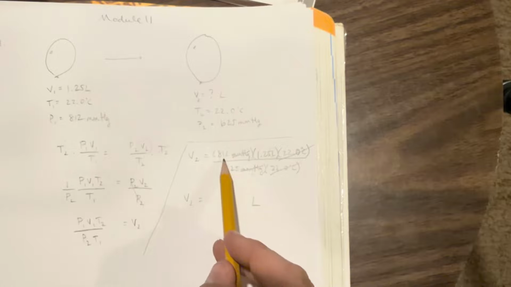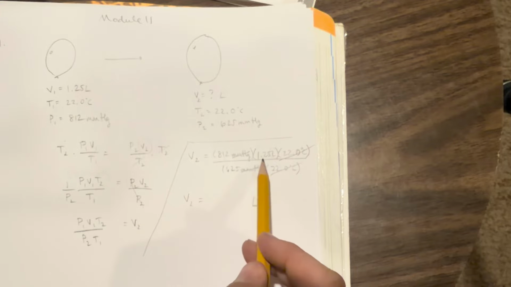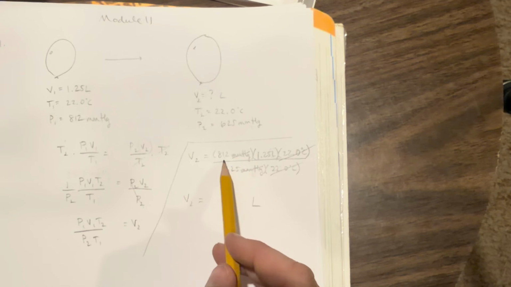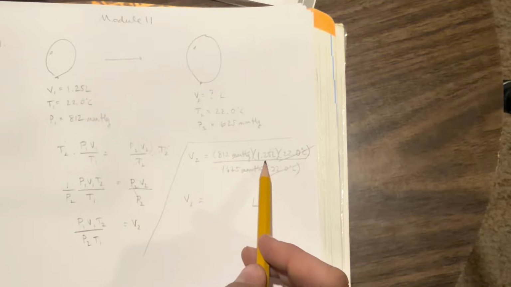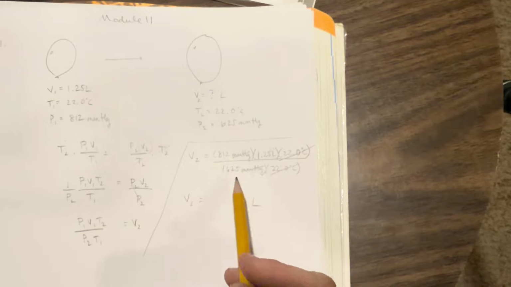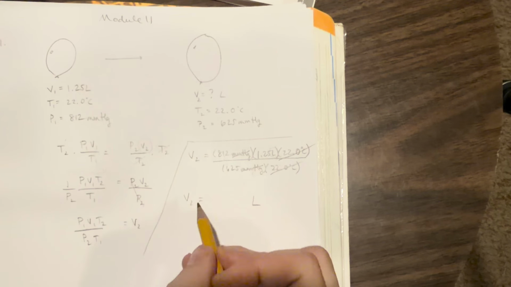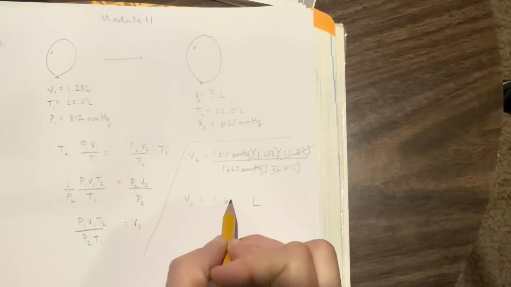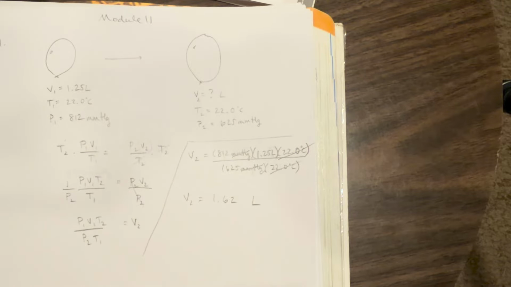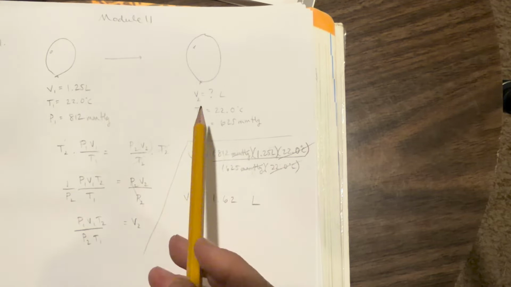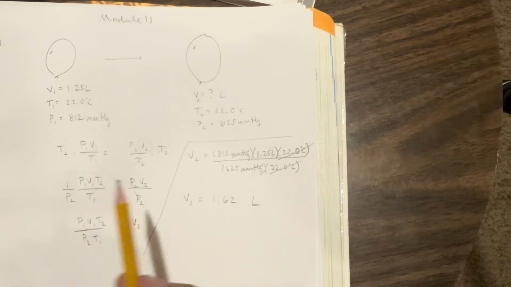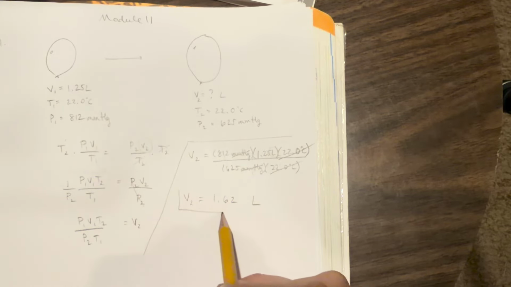So now we're going to do 812. You can type this into your calculator. 812 times 1.25 equals, divided by 625 equals, and the number we will get is 1.62 liters. We're rounding to 3 significant figures because every number here has 3 sig figs. That is the answer.